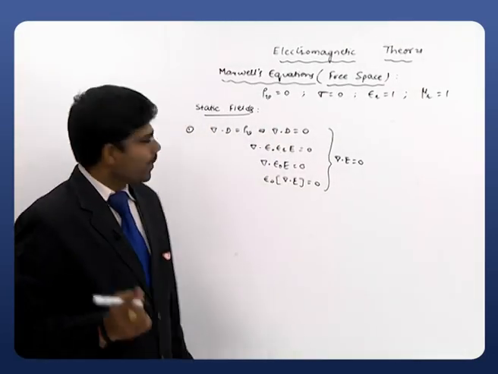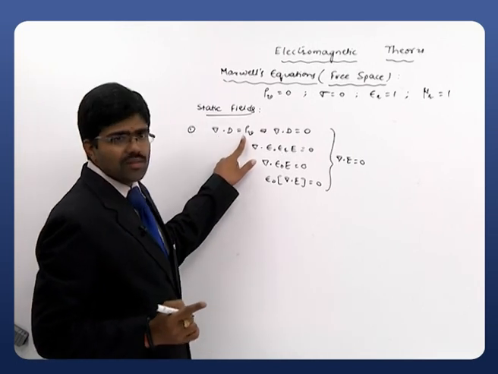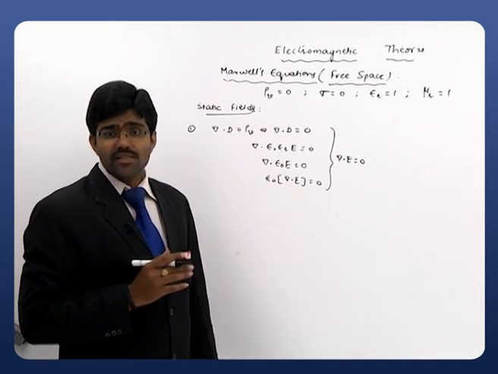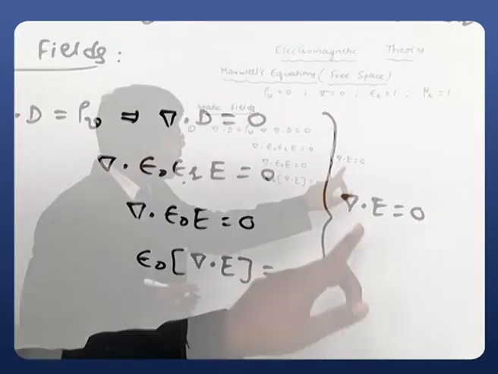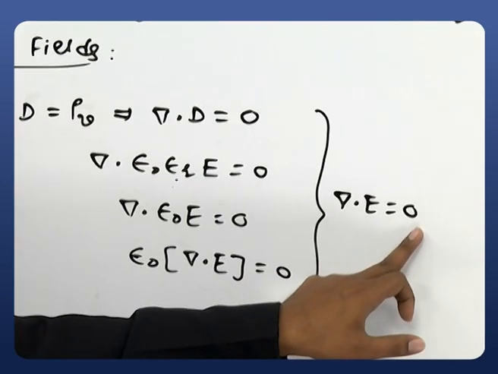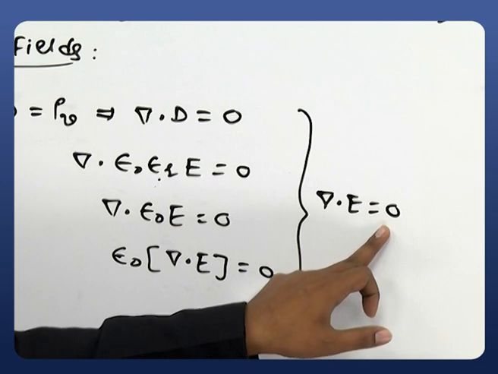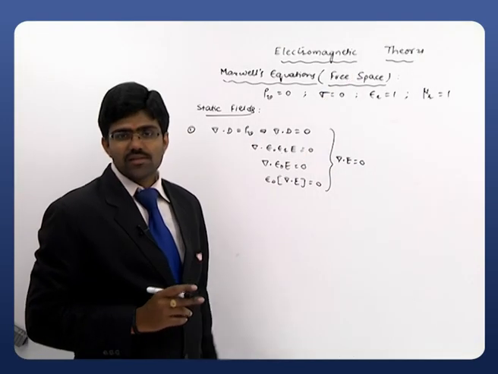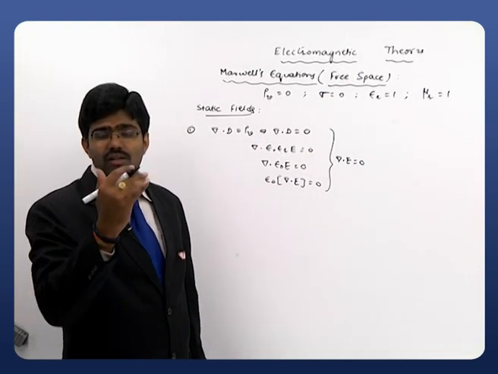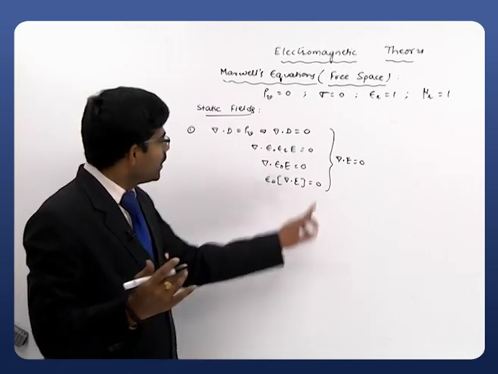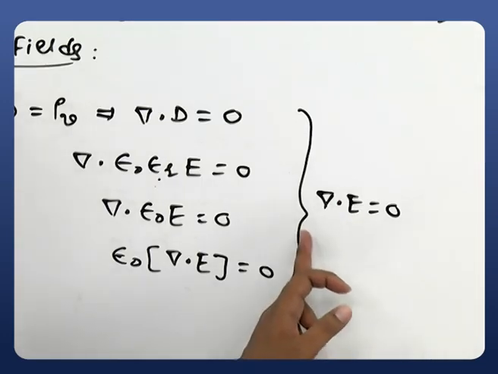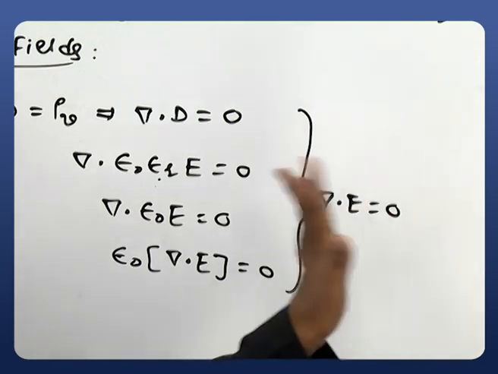Clearly del dot D is equal to rho v is the basic equation that we have for static fields, but that was modified as del dot E is equal to 0 and can be treated as Maxwell's first equation for free space. So whenever you are asked to write down Gauss law for electrostatics in our free space medium, you just need to write down del dot E is equal to 0.